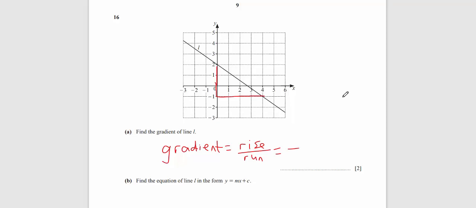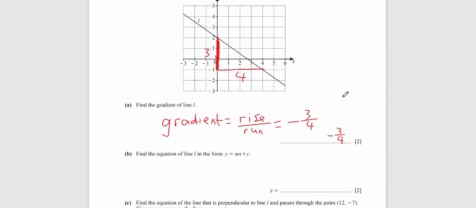Okay, the rise is the change in the y. Okay, we know the change in the y is 3. The run is the change in the x. We know the run is 4. So the gradient will be negative 3 over 4. Okay. So the gradient is always rise over run. And we put negative because the slope is going down.